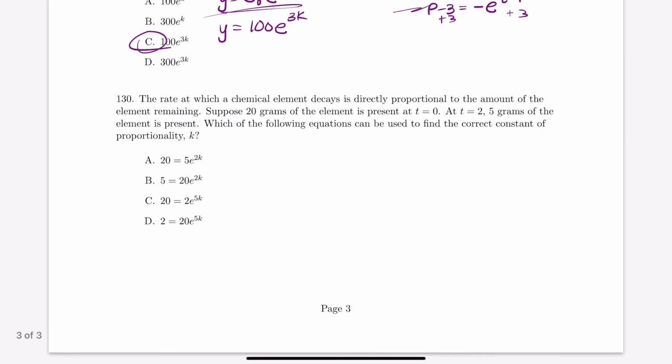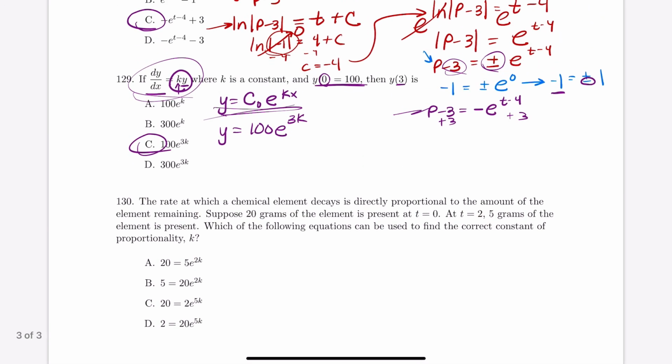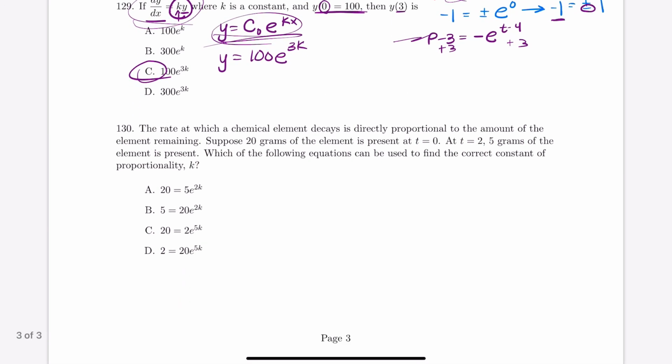Okay. So for 130, the rate at which a chemical element decays is directly proportional to the amount of the element remaining. Suppose 20 grams of the element is present at t equals 0. So that's our initial condition. I'm assuming we're going to use this like a formula. At t equals 2, 5 grams of the element is present. Which of the following equations can be used to find the correct constant? So I know that if I use that y equals c initial e to the kx power, in this time, since we're dealing with time, it should be kt power.